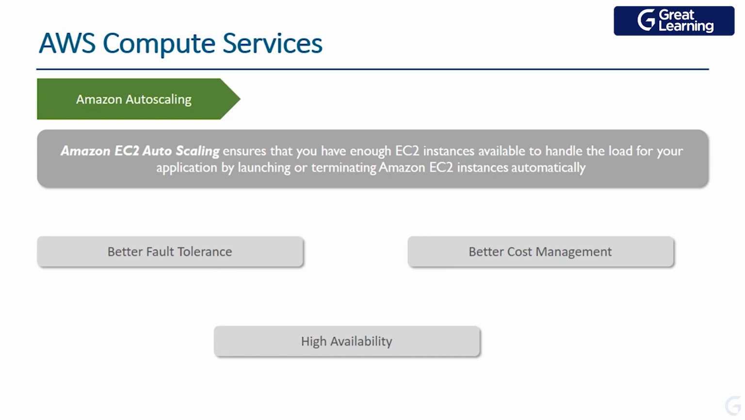What are the features that Amazon Autoscaling offers to you? It offers better fault tolerance. It is highly available and gives you better cost management. I do not see a point in talking about these pointers a lot more, because it's pretty evident from the definition itself what it is. Let us go ahead and try to understand something else here.